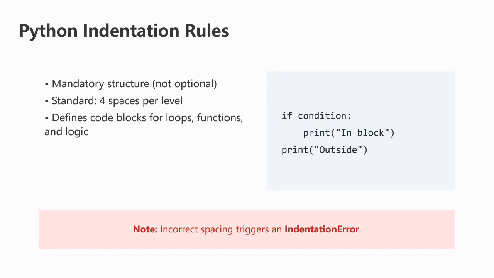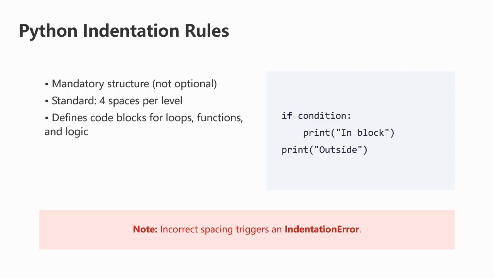Let's look at the structure Python actually requires to run. This is what we call indentation, and it really is Python's secret sauce. In many other programming languages, indentation is just for making code look pretty, but in Python it's mandatory. It is how the computer understands the hierarchy of your instructions. The standard practice we'll follow is using 4 spaces for every level of indentation. Notice this code example here.